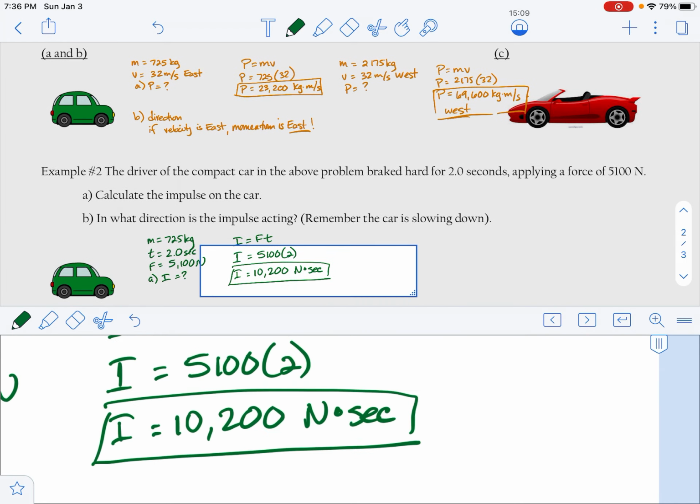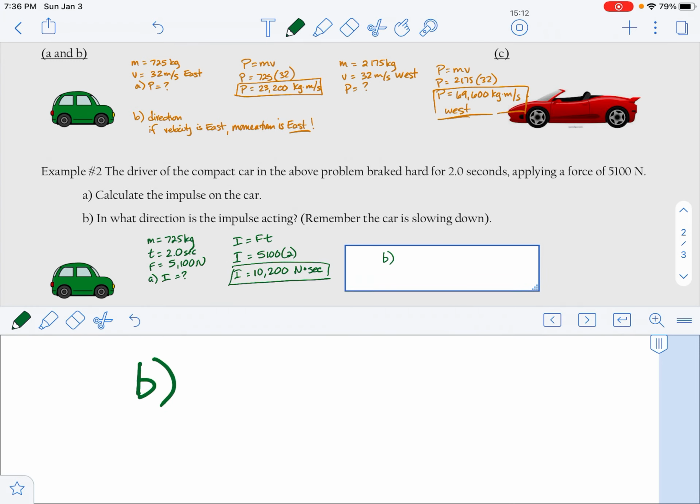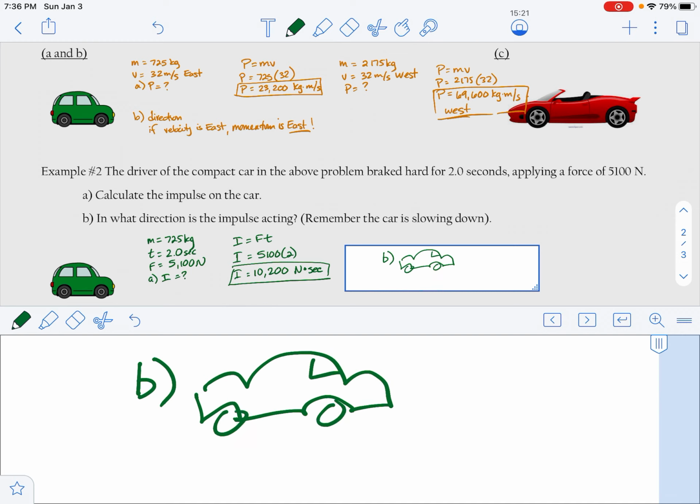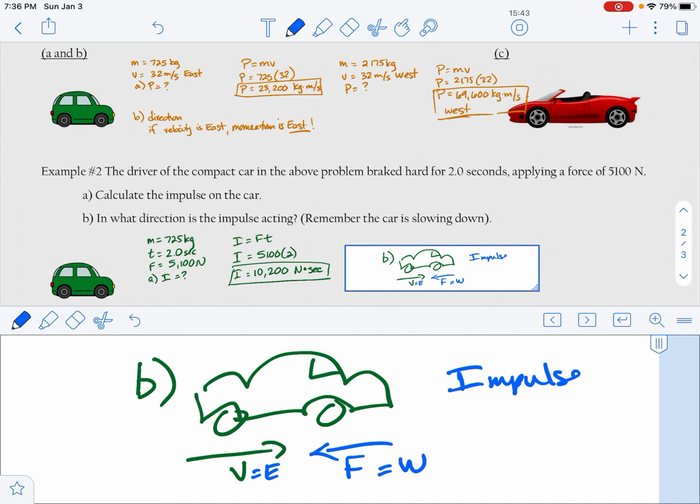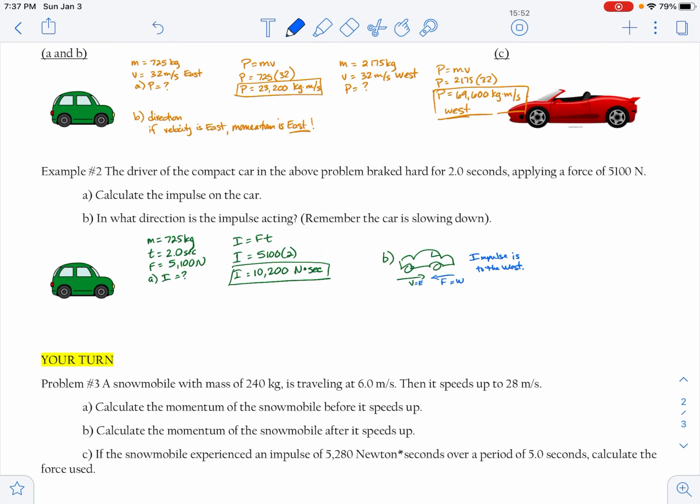And then it says for part B, what direction is the impulse acting? Okay, so let's think about this. If the car, and remember it's the car from the first part of the problem, is going east with its velocity, and it slows down, then that means that the force must be in the opposite direction to make the velocity slow down. So if this was east, then my force has to be west, so that means that my impulse is to the west because the car slowed down. Does that make sense to you?